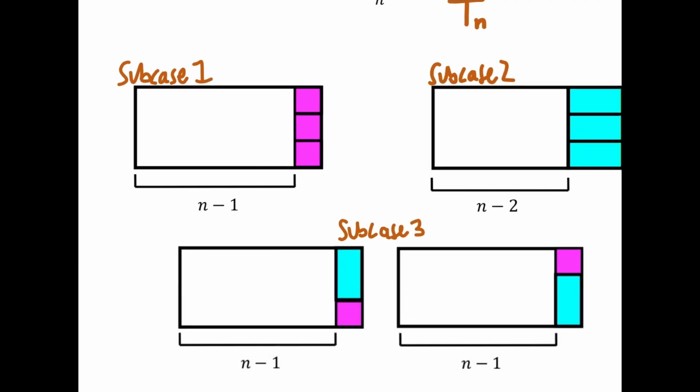The first 3 subcases have either 3 singlets in the nth column, 3 horizontal doublets, or a vertical doublet and a singlet. The solutions for these are t sub n minus 1, t sub n minus 2, and 2 times t sub n minus 1, since there are 2 possibilities for subcase 3.